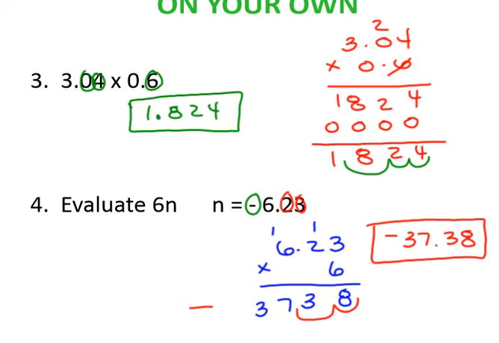All right, if you're not done, go ahead and hit pause. And if you are done, let's go ahead and go over it. So for number 3, you should have gotten positive 1.824 or positive 1 and 824 thousandths. And then for number 4, you were multiplying 6 times negative 6 and 23 hundredths. And you should have gotten negative 37 and 38 hundredths.